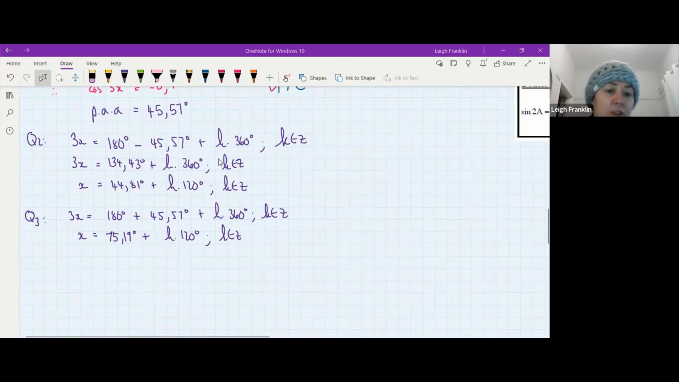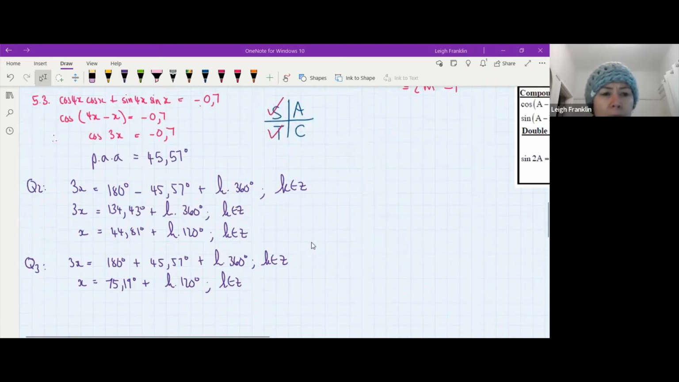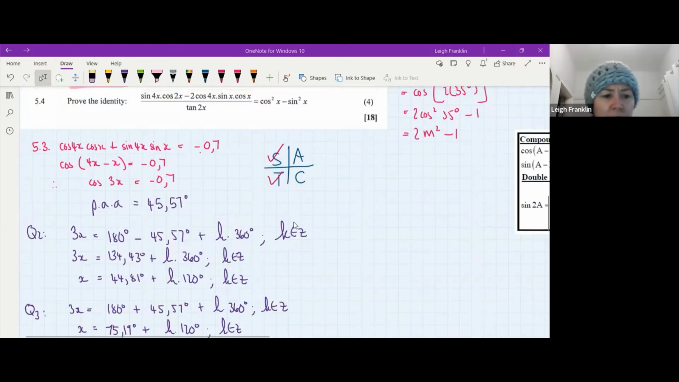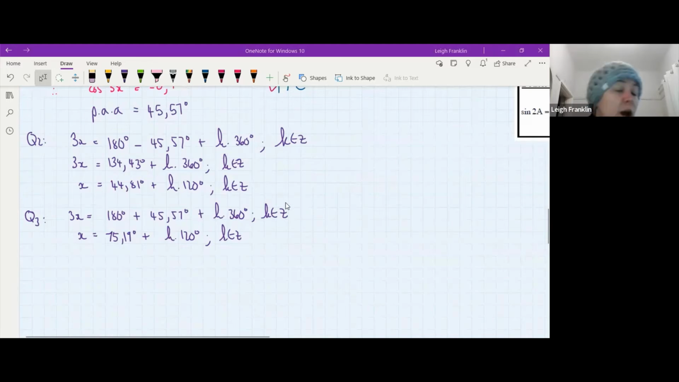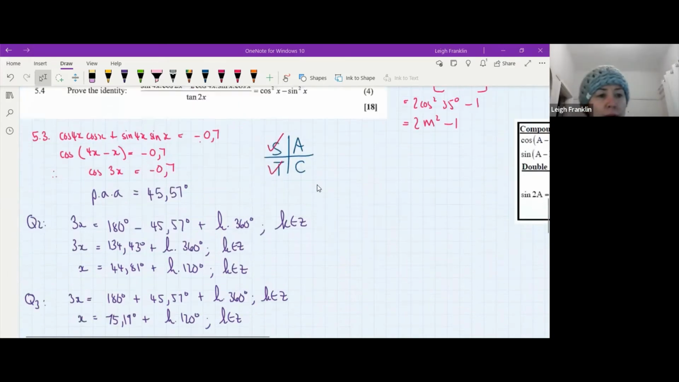The other thing that I wanted to tell you is you don't have to write k as an element of the integers on every single line. I just do it because it's habit, but you have to have written it at least once. Sometimes there is a separate mark for that altogether, so don't leave that off. Another hint for where we normally go wrong: if you do have to divide through by something, don't forget to divide the term with the k in it by the coefficient of x as well. Okay, all good.